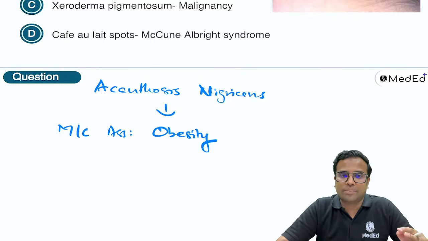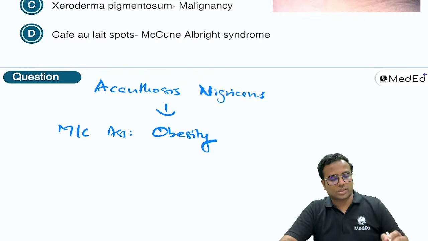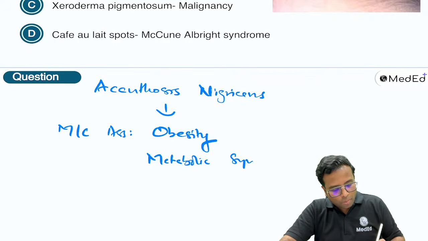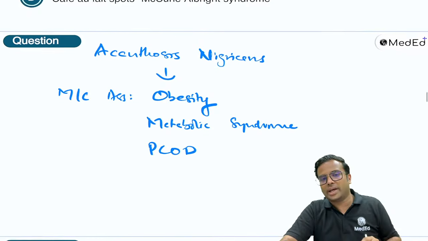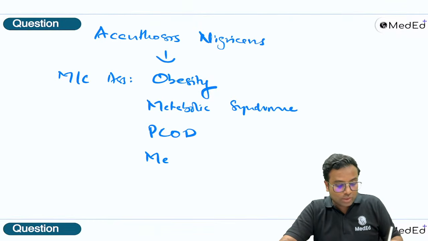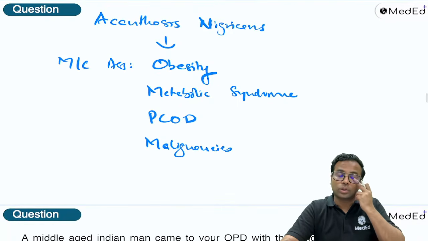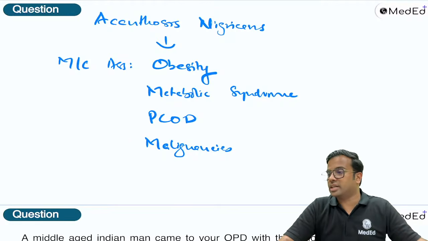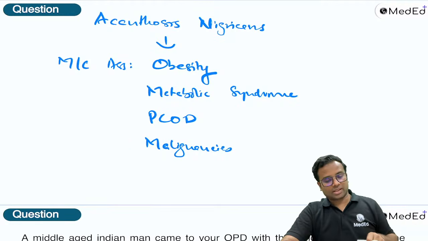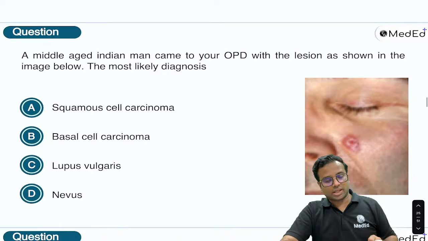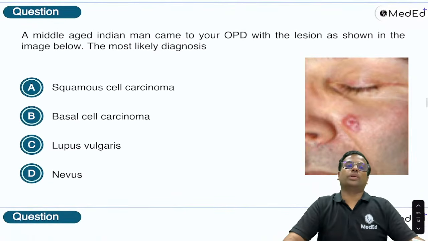Along with obesity, you can remember there are multiple other causes as well, like metabolic syndrome, PCOD or PCOS. Rarely it can be associated with malignancies as well, right? Insulin resistance. So all those things are going to be the various reasons. Yes, that is about acanthosis nigricans. So now moving to the next one.